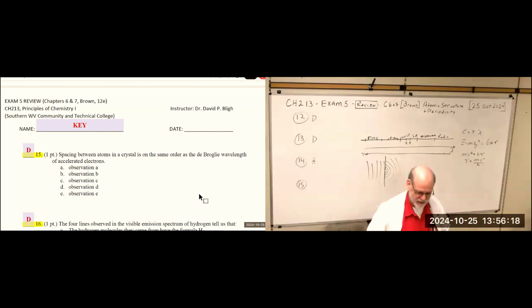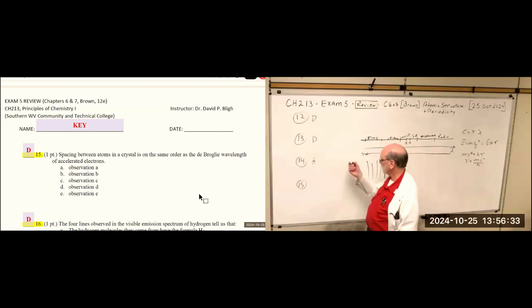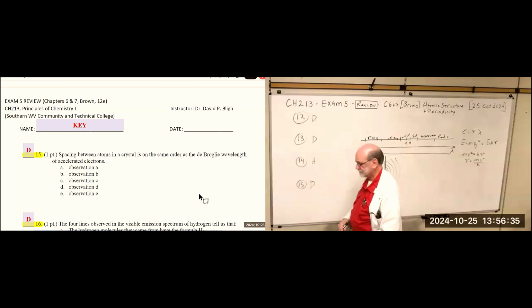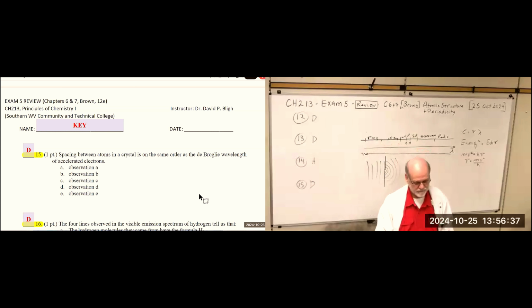Okay, so to answer the question: the spacing between a crystal is on the order of de Broglie wavelength of accelerated electrons. Well, the giveaway there is wavelength. And the only thing that speaks to wavelength in that list is diffraction. So that's also D.